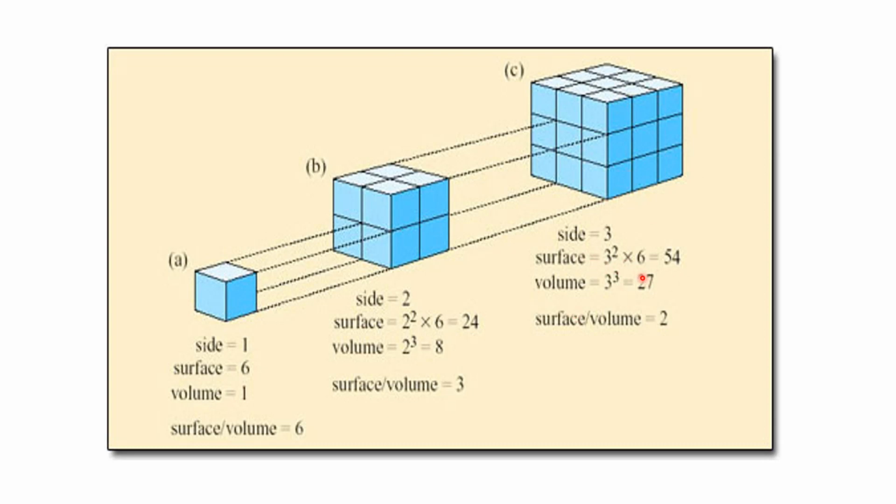That's 54. And then the volume is 3 times 3 times 3. Great. Okay, so we got 27. In this case, it's 54 surface divided by the volume of 27, which equals 2. So the bigger you get, the smaller your surface to volume ratio.